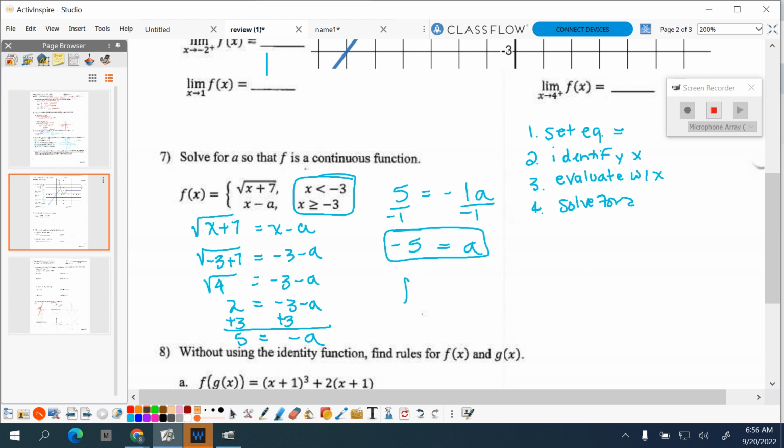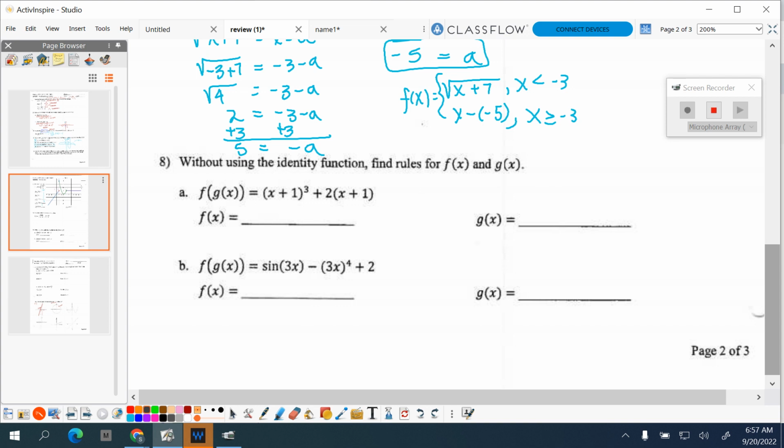Now let's rewrite our equations here. We have f of x now equals the square root of x plus 7, and in order to make this continuous, I must have x minus a, which is x plus 5. And x is less than -3 here, and x is greater than or equal to -3 for the other piece.